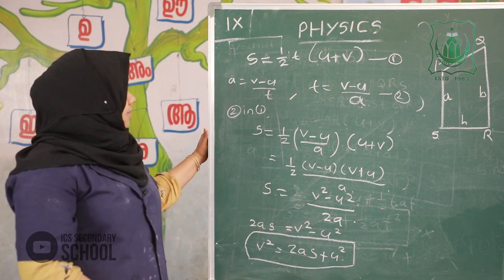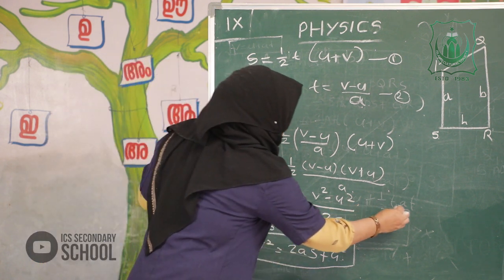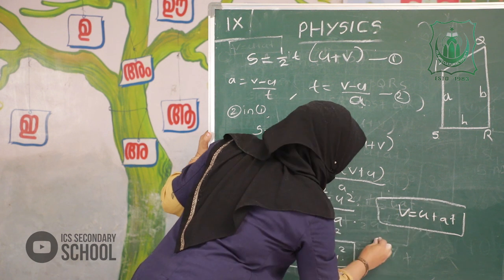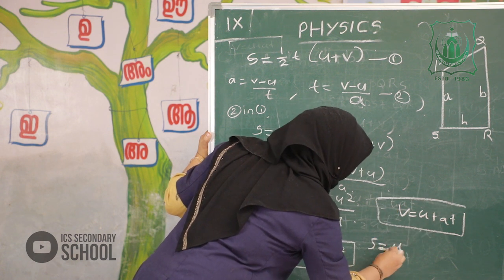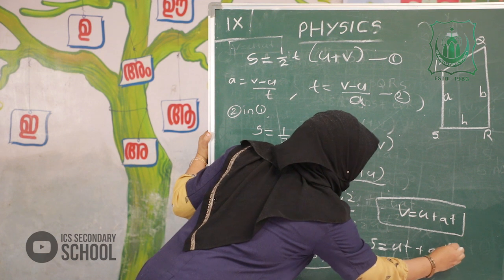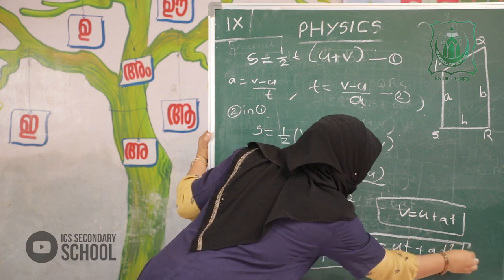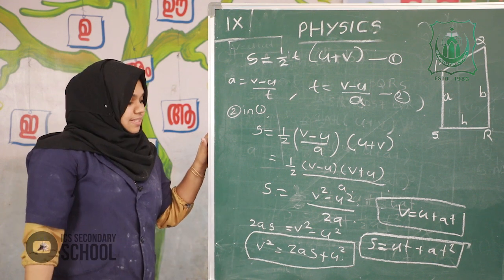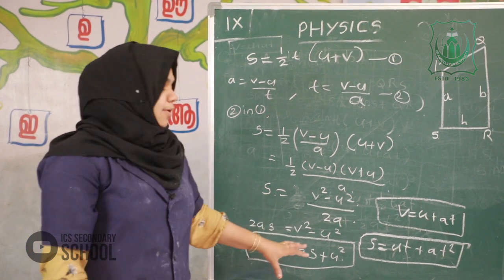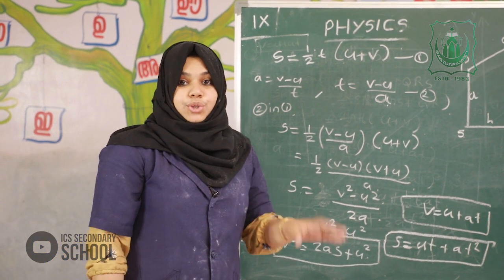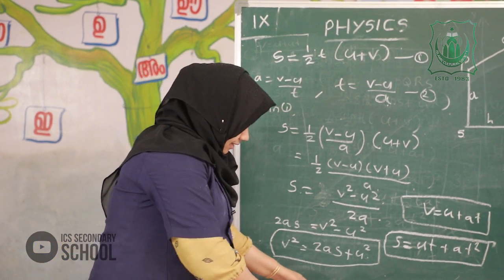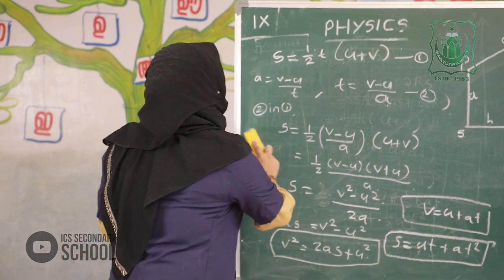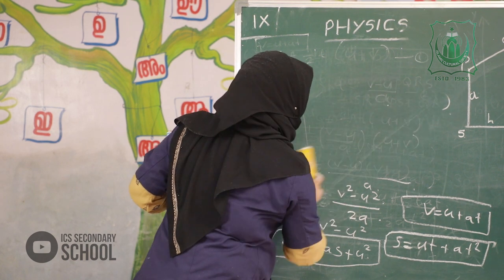Yes, these are the equations. What are the equations? First equation, v is equal to u plus at. Then second, s is equal to ut plus half at square. Then third, this equation. Yes, all of you must study these equations. From these equations, you have several problems in your textbook. All of you do it. Okay. Then there are two questions without derivation in your textbook.